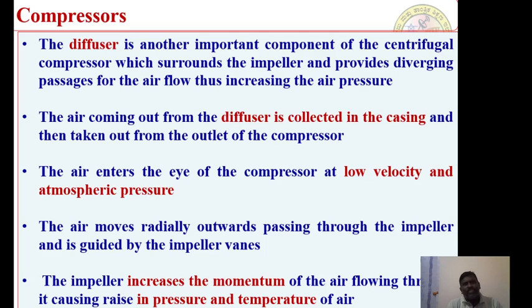The rotating element of the compressor is the impeller, through which the air has to interact. The diffuser is another important component of a centrifugal compressor, which surrounds the impeller and provides a diverging passage for the airflow, thus increasing the air pressure. The air coming out from the diffuser is collected in the casing, and then it is taken out from the outlet of the compressor. The air enters the eye of the compressor at low velocity and at atmospheric pressure. That is the inlet condition of the air.